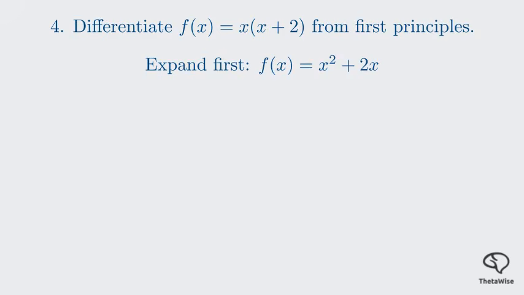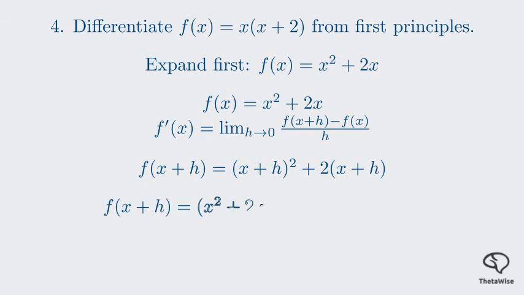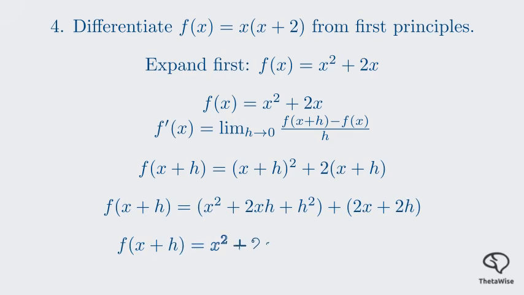Now let's follow our steps. Step 1 is complete. We have our function x squared plus 2x in the first principles formula. Step 2, find f of x plus h. Replace x with x plus h. This gives us x plus h squared plus 2 times x plus h. Now we expand the binomial and distribute the 2. This becomes x squared plus 2xh plus h squared plus 2x plus 2h. Combining terms, f of x plus h is x squared plus 2xh plus h squared plus 2x plus 2h.